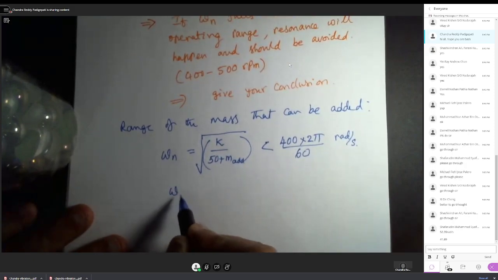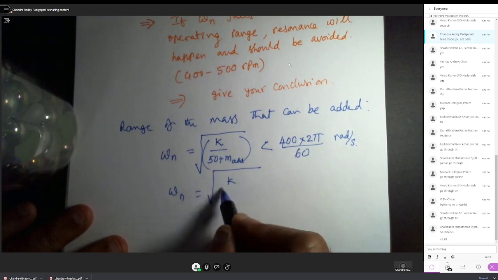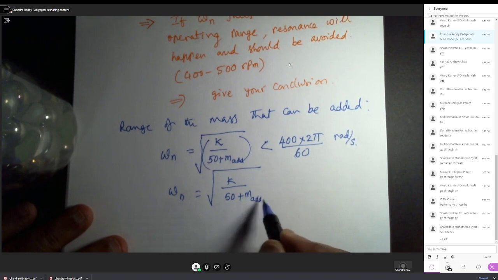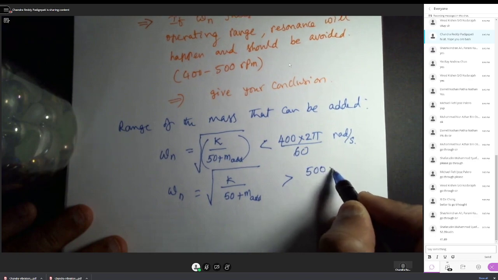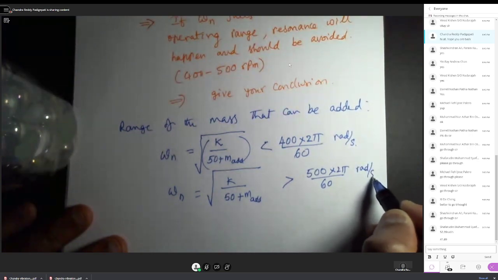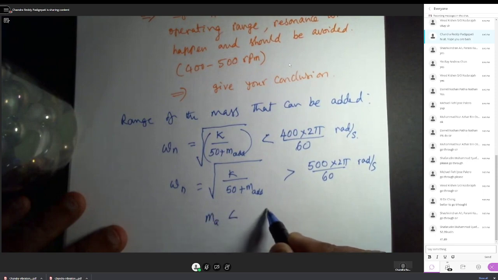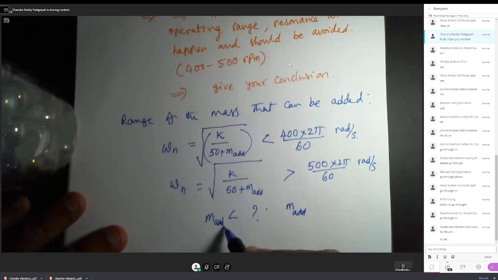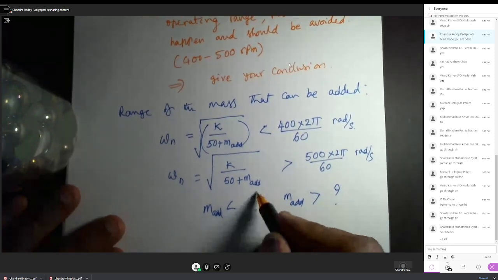Otherwise, on the higher side, omega n, the square root of K over 50 plus this mass, should be greater than 500 RPM, so 500 into 2 pi over 60. So you can find out the mass should be less than something, and the mass added should be greater than something. You can calculate these values.